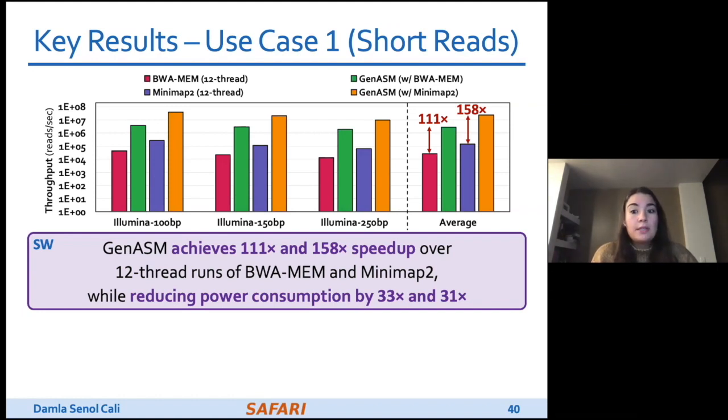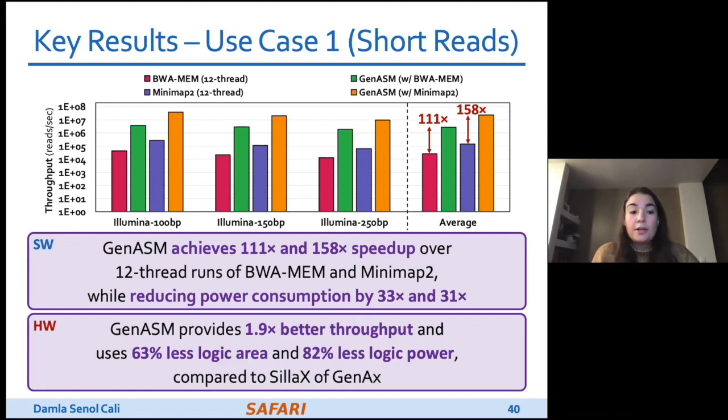And compared to the Shouji of GenAx, which was the hardware baseline for this use case, GenASM provides 1.9 times better throughput while using 63% less logic area and 82% less logic power. So as I said, GenASM is highly efficient in terms of power consumption, and it has a very low area overhead, again, compared to even these hardware baselines, which are state-of-the-art.